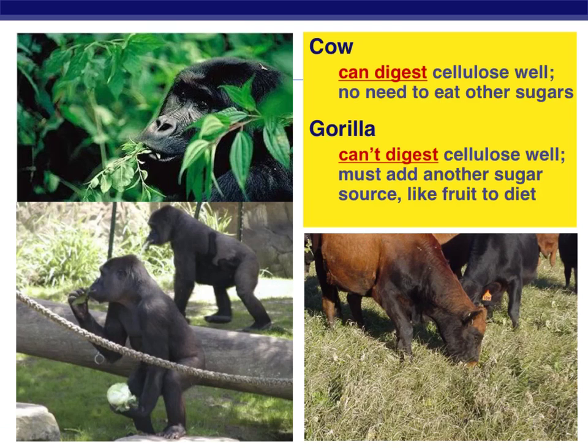Gorillas, on the other hand, are omnivores like we are. So while they can digest cellulose a little bit, they definitely can't digest it well enough to get a ton of nutritional value from it. And thus, they must add another sugar source like fruit to their diet. So that's how they get their immediate energy.